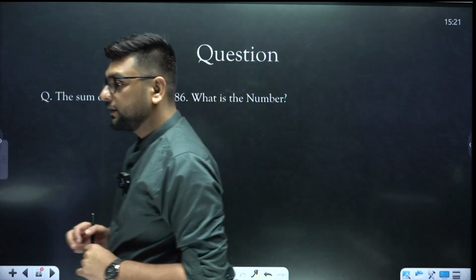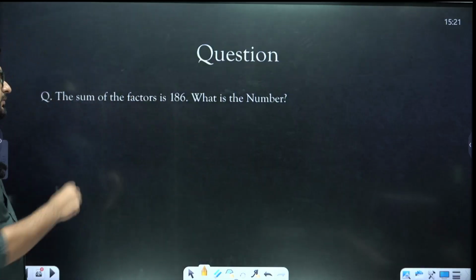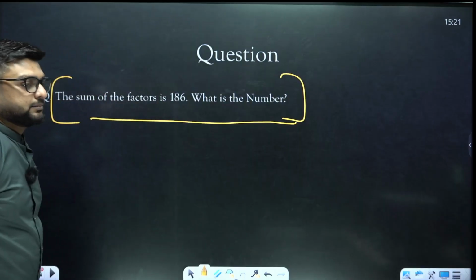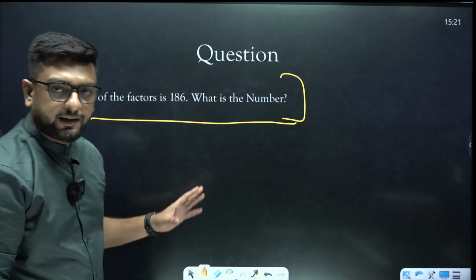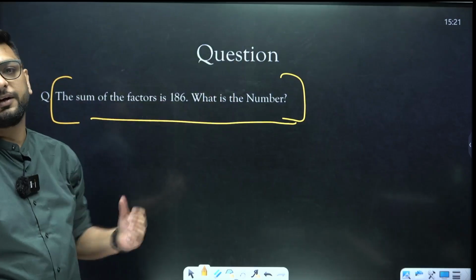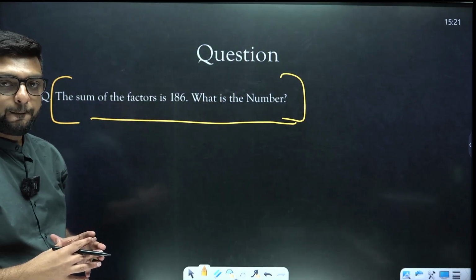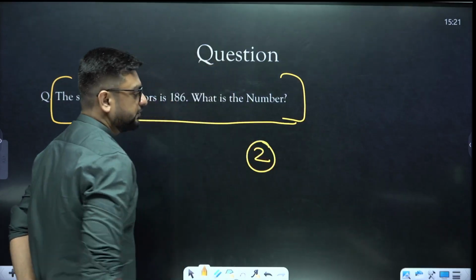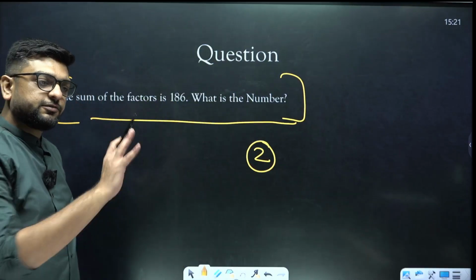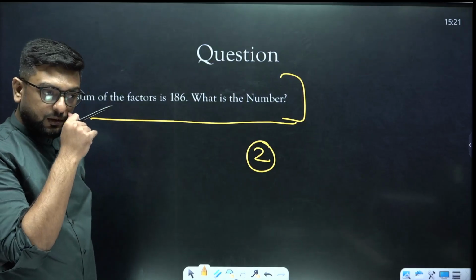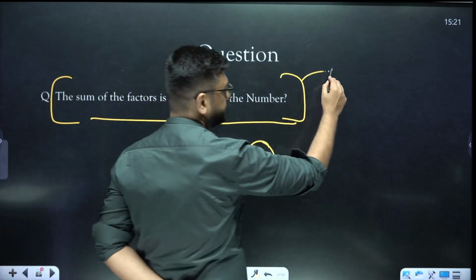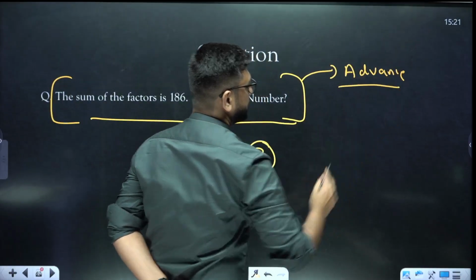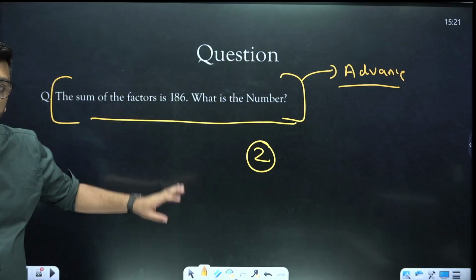All right. This question: the sum of the factors is 186. What is the number? If the sum of the factors is 186, what is the number? Okay. Can the sum of the factors come as 2? If any way possible. पहले sum of the factors याद है सबको? This is an advanced level question. Does everyone remember sum of the factors?